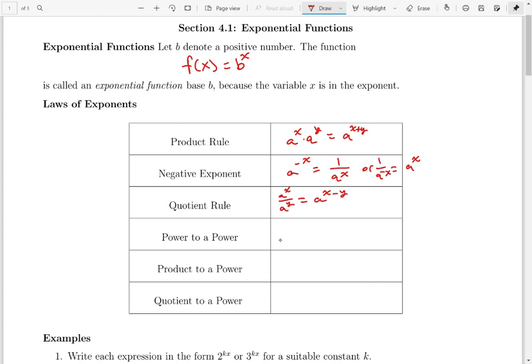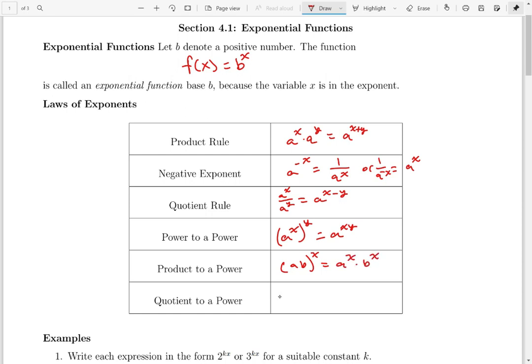We also have a power to a power rule, that is if you have a raised to the x power all raised to the y power, that's a product of the powers, so that's a to the xy. And if you have a product to a power, well, that's the same thing as saying if you have two numbers being multiplied together raised to a power, that's the same thing as a raised to the x power times b raised to the x power.